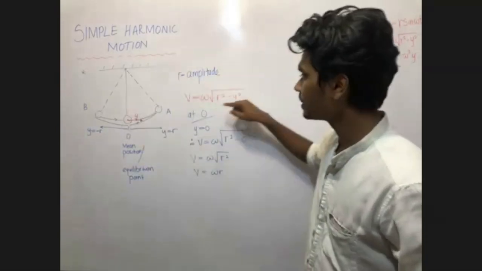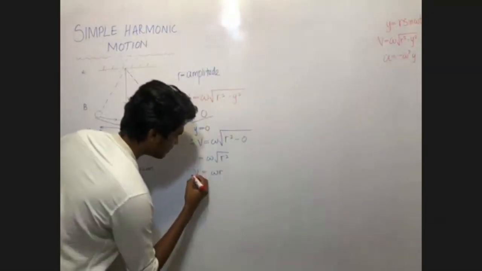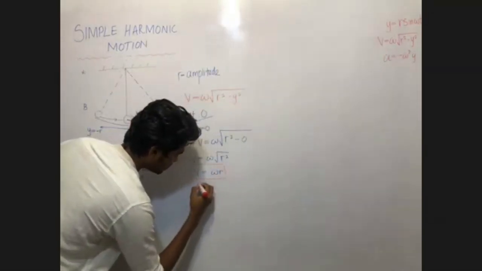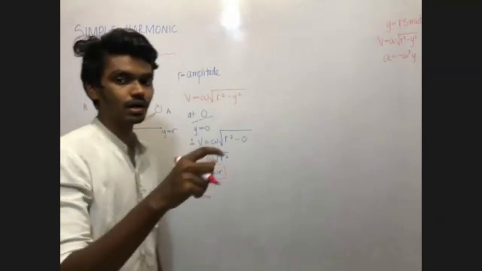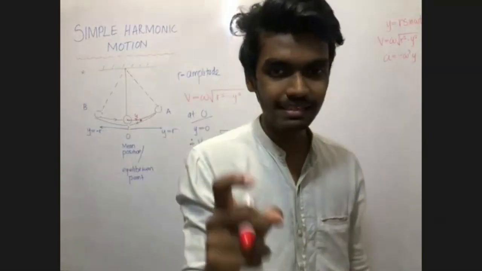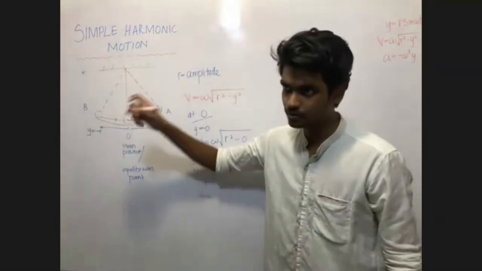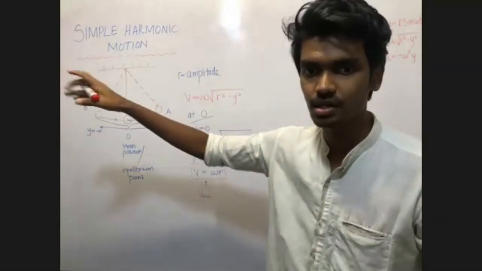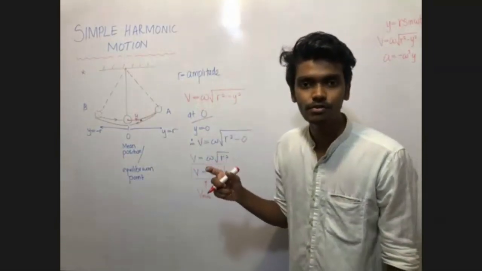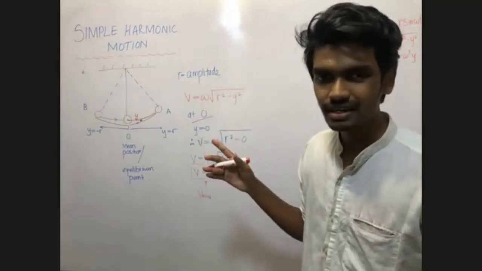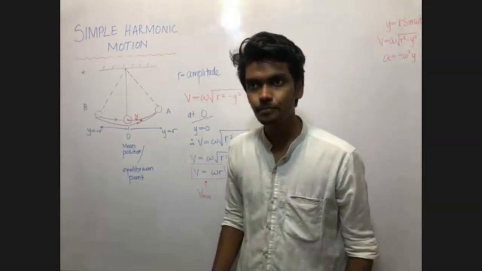So at the center point, the displacement is 0. Therefore, this is V max. Whenever you are required to find the maximum velocity of a simple harmonic motion, it is not only true for this, it's true for all simple harmonic motions. Straight away use this: V max is equal to omega R. V max is equal to omega R.